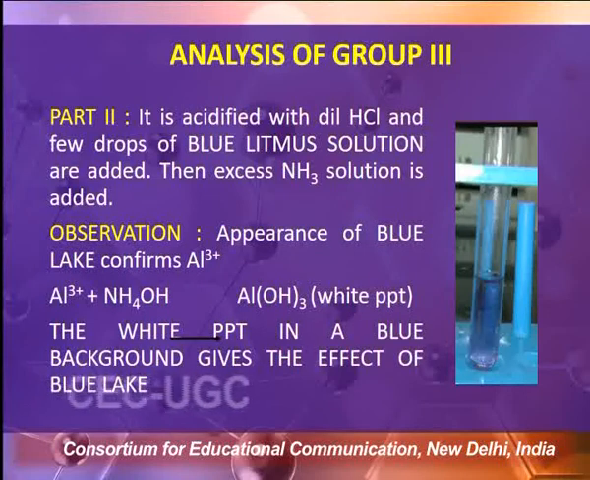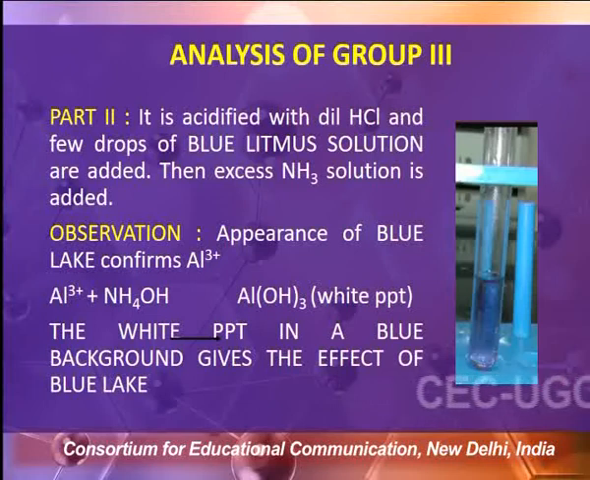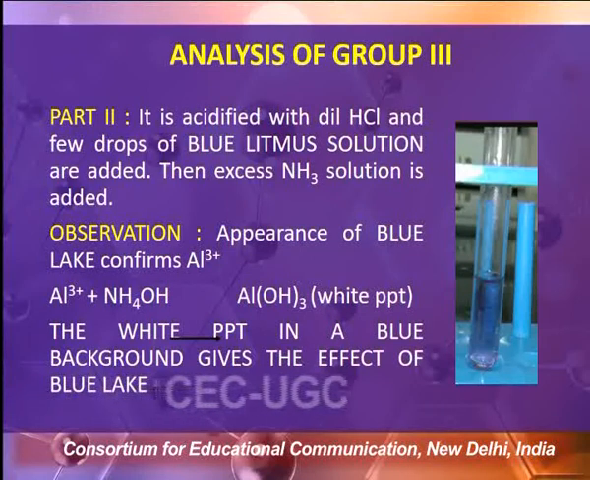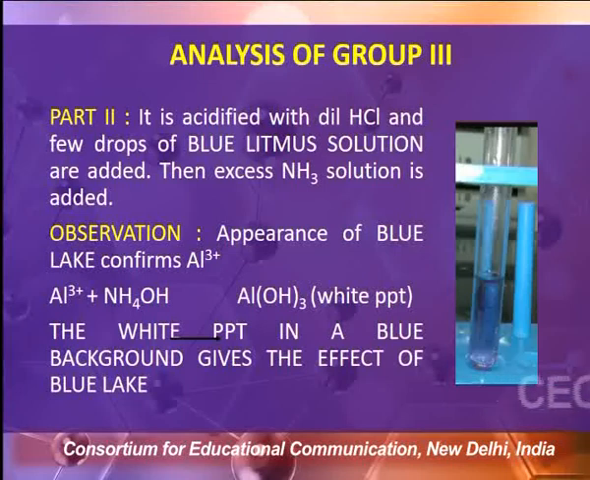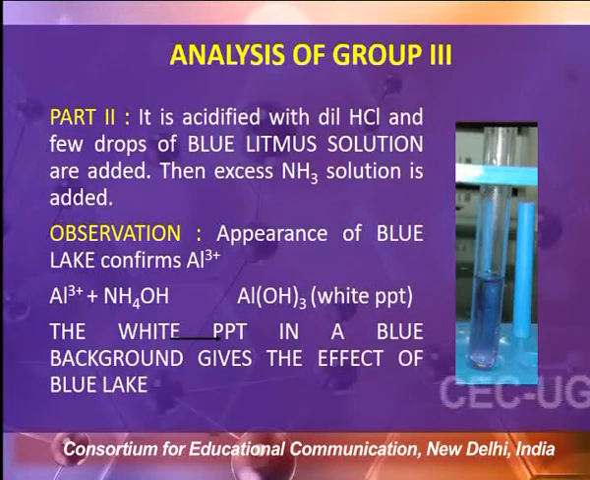The presence of aluminium hydroxide, which has been formed on the reaction of aluminium ions with excess of ammonia or ammonium hydroxide, those white precipitates are floating in a blue background of blue litmus, which gives the effect of a blue lake, and this is called the blue lake test for the detection of aluminium ions in the mixture.